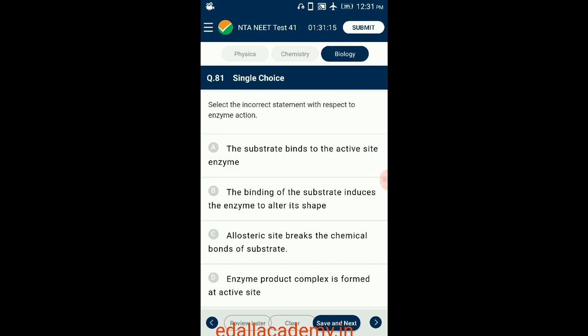So the answer for this question is option C. Allosteric site. The answer for this question is substrate. So that statement is given incorrectly.